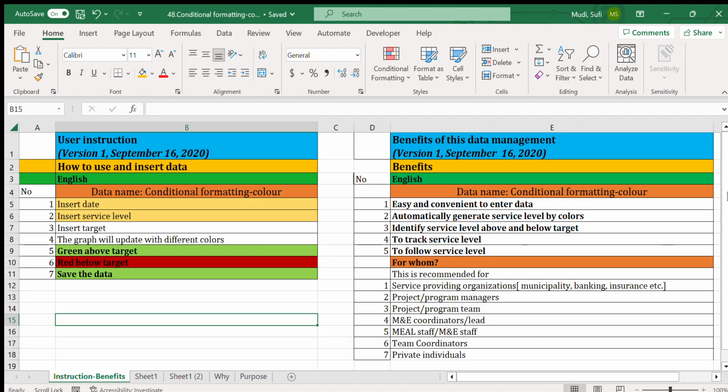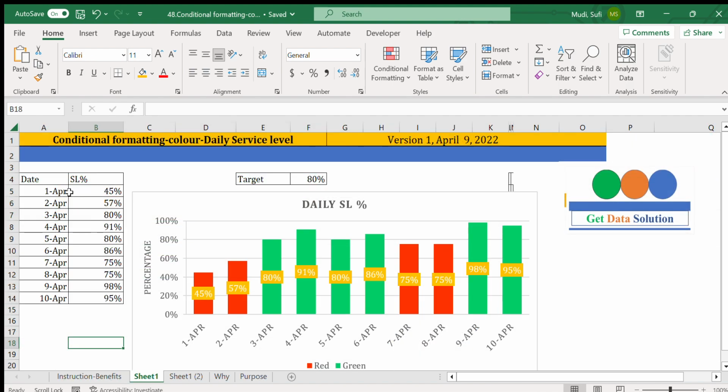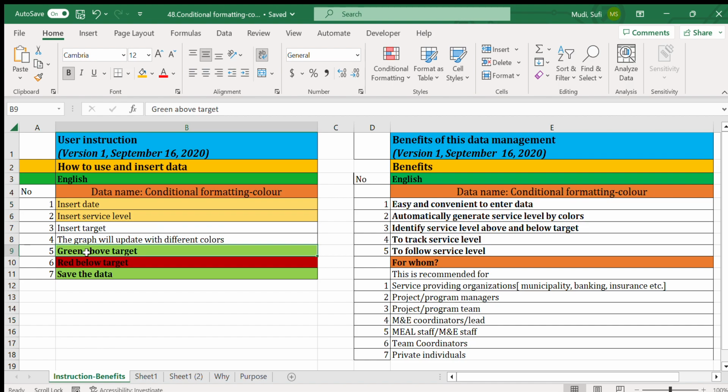Here it has an instruction page and benefit page. In the instruction page, here is how we should insert the data. We simply insert the date and insert the service level in the chart here. We can just change our dates based on our data. Then the graph will update with different colors: green above the target and red below the target. Then we save the data.